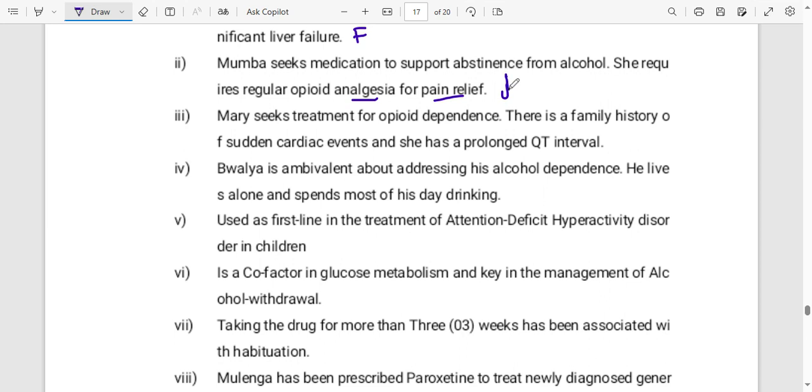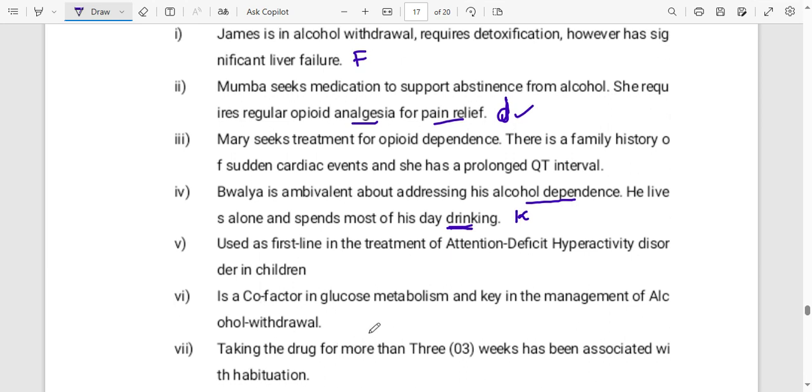Okay, so we are saying we can use disulfiram there. There is also part four, which we need to answer before three. Vuadia is ambivalent about addressing his alcohol dependency. He lives alone and spends most of his day drinking. So what can we use now for this condition? And then we also have this one. Part 6, if we put thiamine there, is a cofactor in glucose metabolism and key in the management of alcohol withdrawal. Then what are we going to put here?